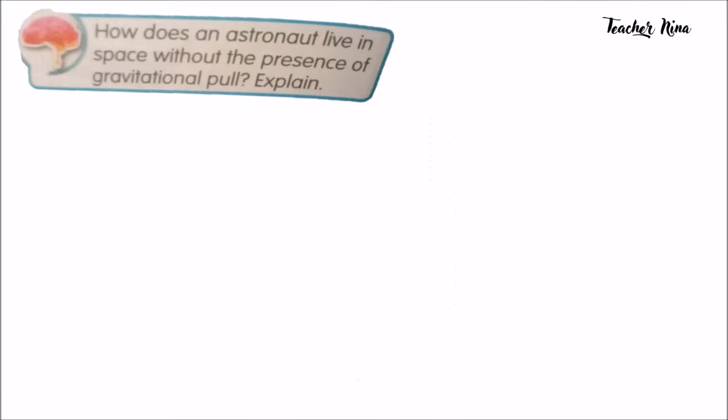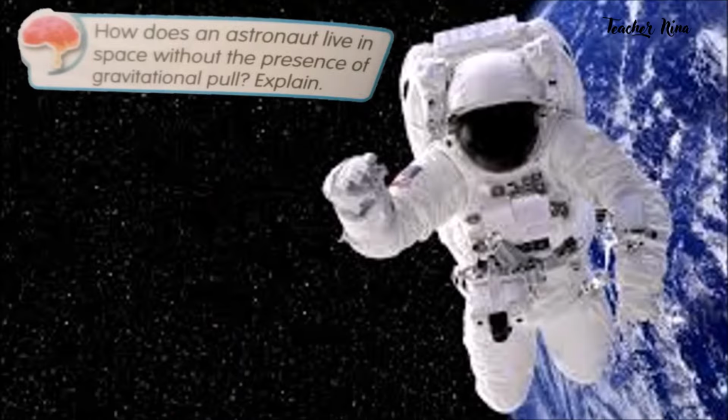Now, let's discuss the HOTS question at the bottom of page 156 of your textbook. How does an astronaut live in space without the presence of gravitational pull? Explain. Okay, everyone, now let's have a look. Aha! This picture of an astronaut in space explains it all.